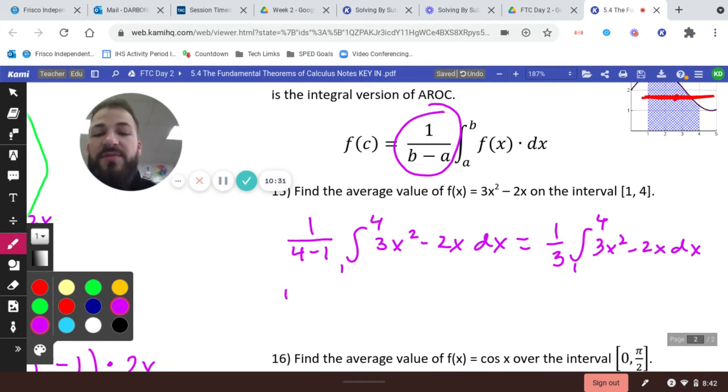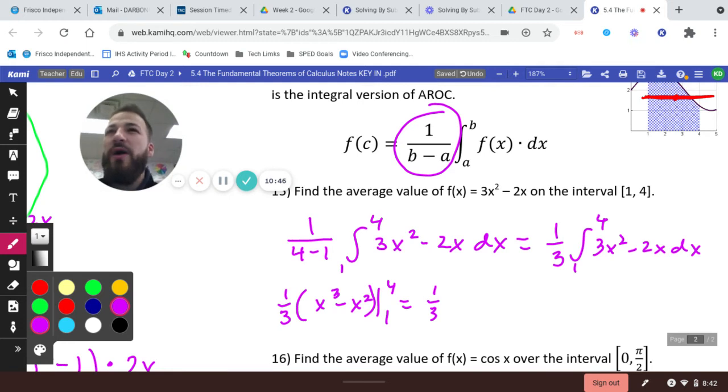Now I can integrate, so this becomes 1/3 times x cubed minus x squared, evaluating it from 1 to 4. Notice the 1/3 is all the way on the outside, so I'm going to multiply by the 1/3 as my last step. I'm not multiplying it into the function to make it more difficult. So 1/3 times 4 cubed minus 4 squared, minus 1 cubed minus 1 squared. Okay, 1 cubed and 1 squared just cancel each other out.